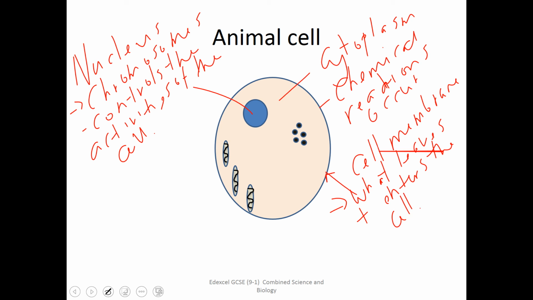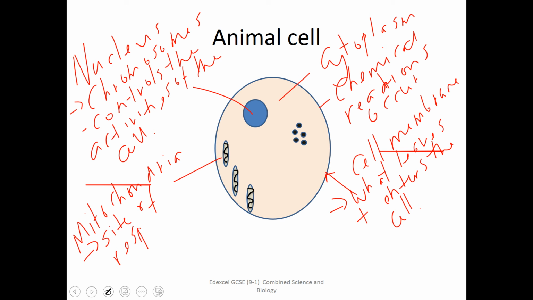Okay. We then have these structures here, which are known as mitochondria. These are very important subcellular structures, as this is the site of respiration. Respiration is the chemical reaction between glucose and oxygen that releases the energy that is required for all living things to survive.